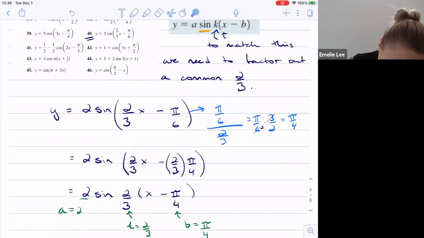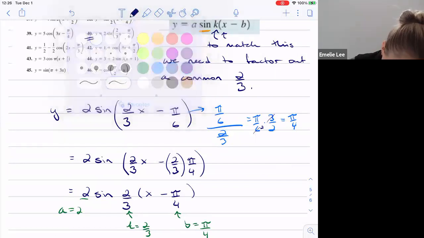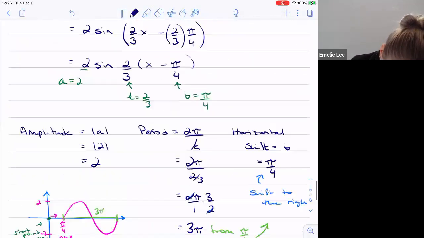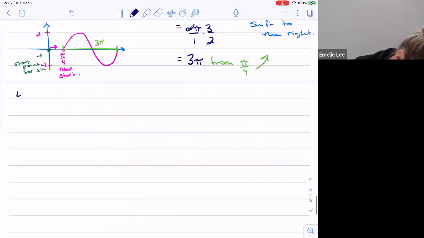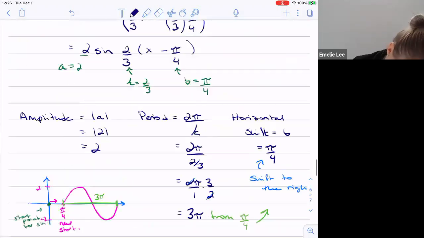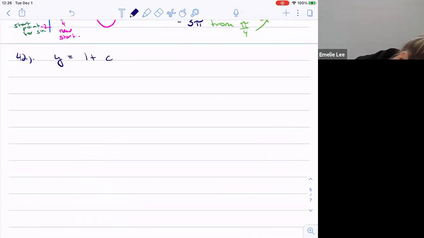Let's do 42. Because it's got cosine and it's got a shift up. Might be nice to see. So we've got y is 1 plus cos of 3x. I've got it on the side here for graphing, pi plus pi over 2.